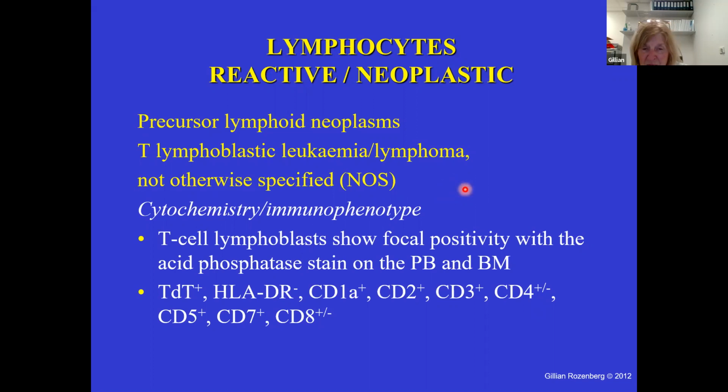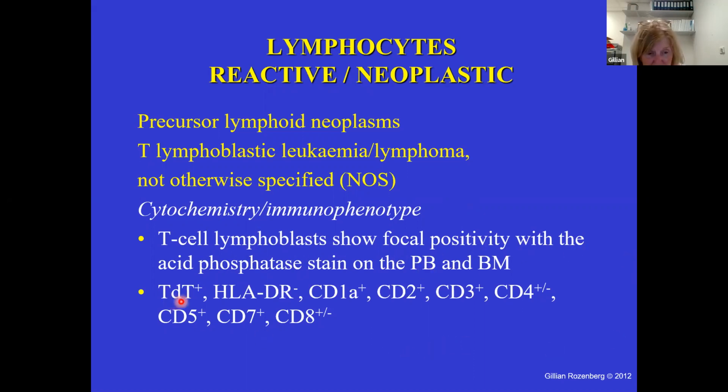Now, as I told you when I was talking about some of the other myeloid disorders, the WHO book still talks about cytochemistry. So I have shown you some cytochemistry in this particular T cell leukemia, something that we don't do anymore. But according to the WHO, the T cell lymphoblasts show focal positivity with acid phosphatase stain, and you can pick that up on the peripheral blood and bone marrow.